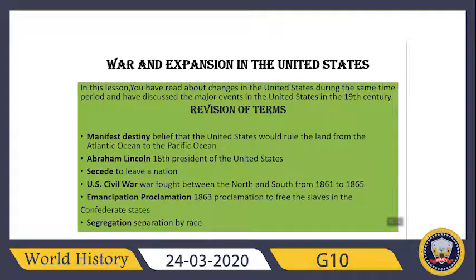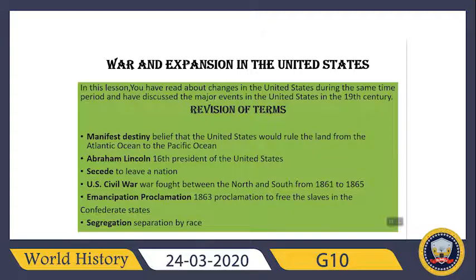Then we have the lesson War and Expansion in the United States. In this lesson you have read about the changes in the United States during the same time period, and have discussed the major events in the United States in the 19th century. A few of the most important terms I mentioned here are manifest destiny. What is manifest destiny? It was a belief that the United States would rule the land from the Atlantic Ocean to the Pacific Ocean.